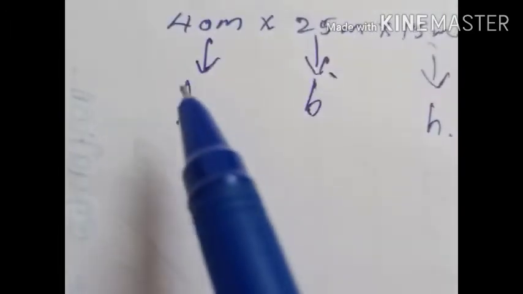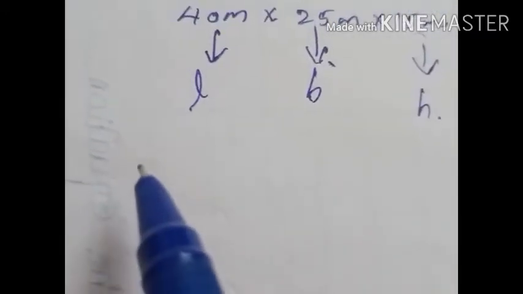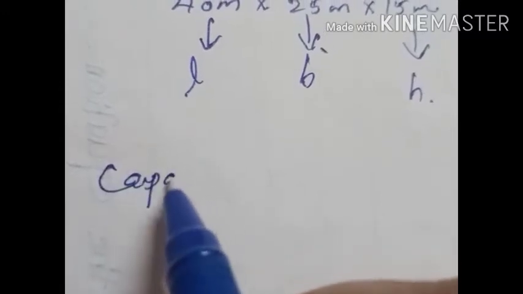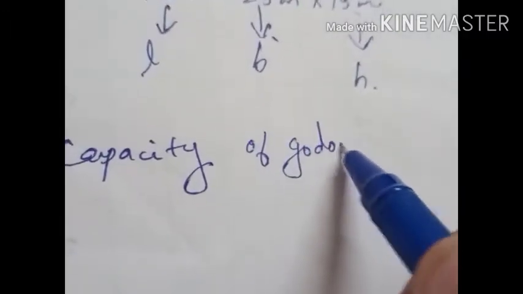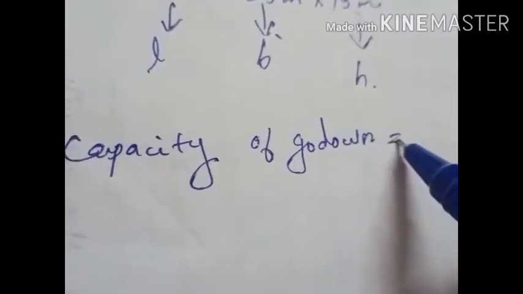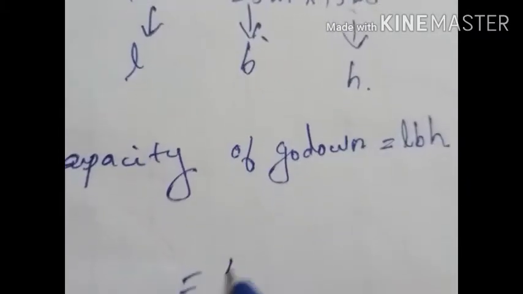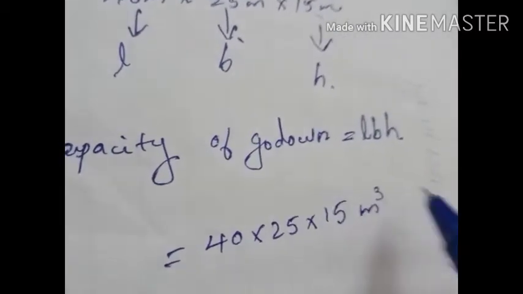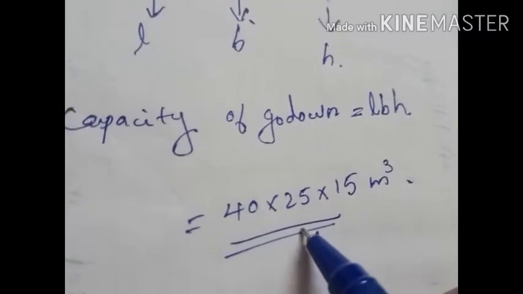So here we can identify that this godown is in the shape of a cuboid. So first of all we should find out the capacity of the godown. For that we want to find the volume of the cuboid, that is LBH. That is equal to 40 into 25 into 15 meter cube. No need to simplify that here because this is not our final answer.